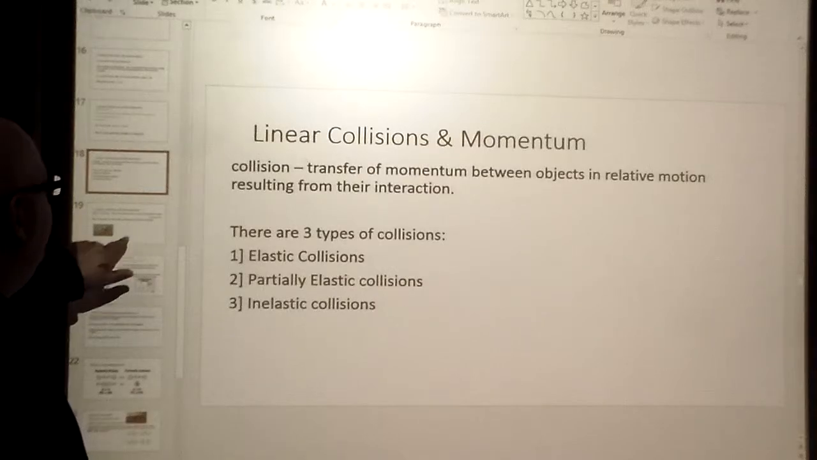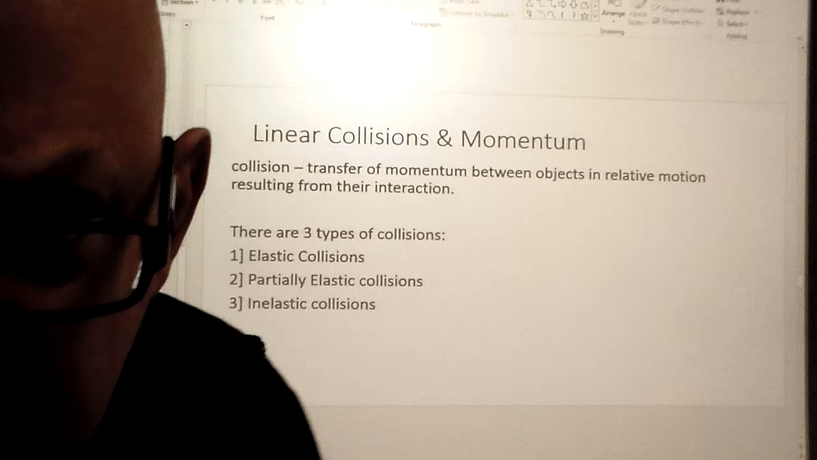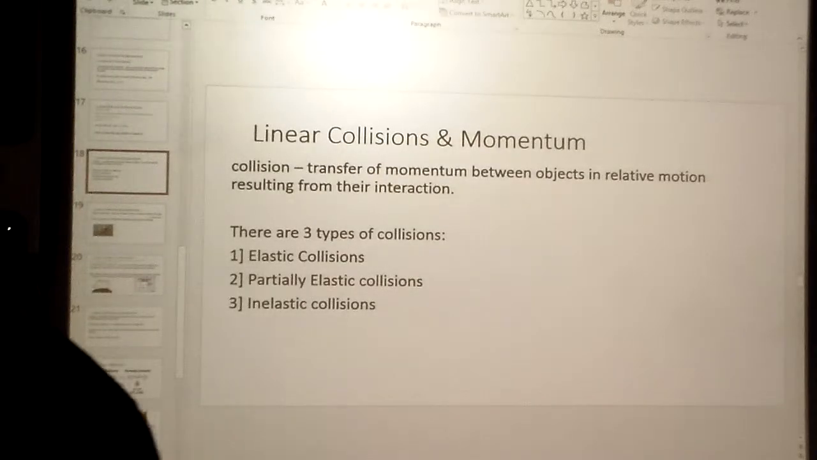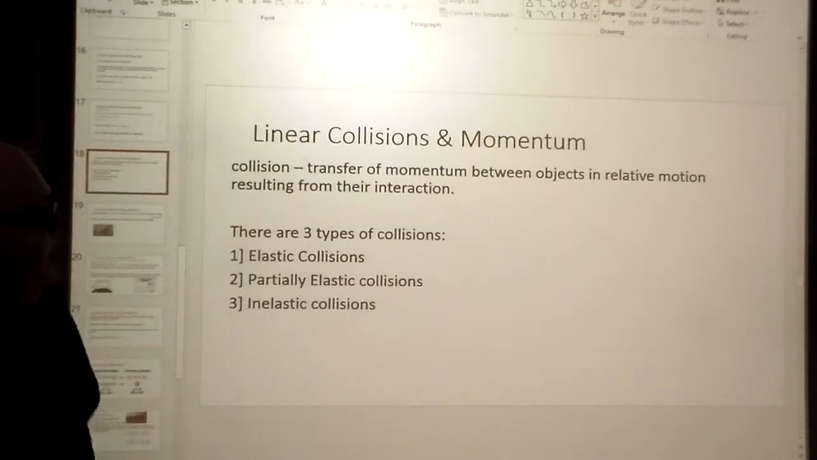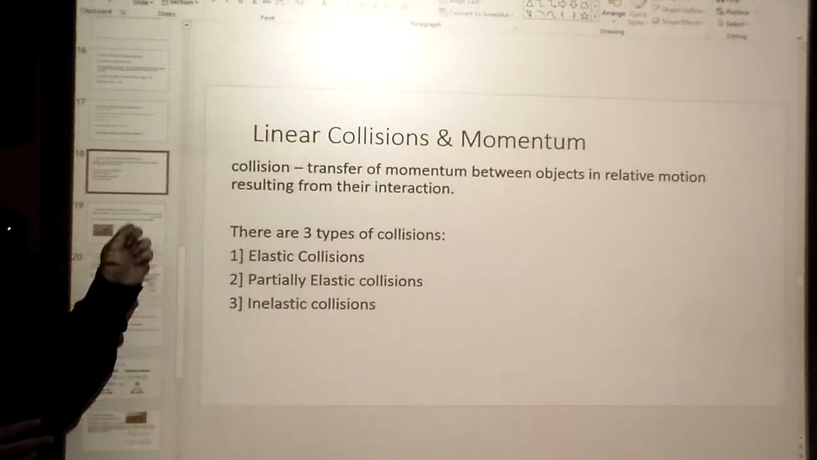Okay, so we already went through that. Okay, collisions. When we look at collisions, ladies and gentlemen, because I'm trying to pay attention to our timing here, remember that collisions are transfer of momentum between objects in relative motion resulting from their interaction. So there are 3 kinds of collisions: elastic, partially elastic, and inelastic.